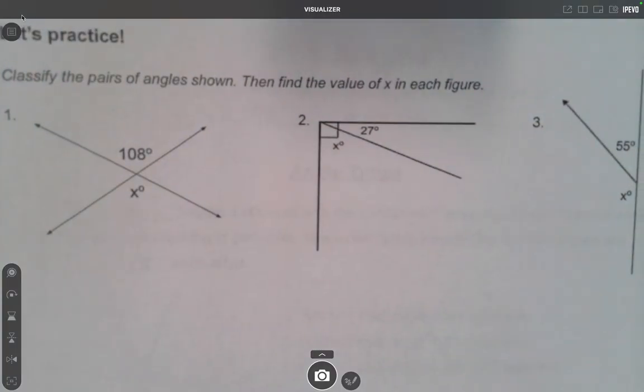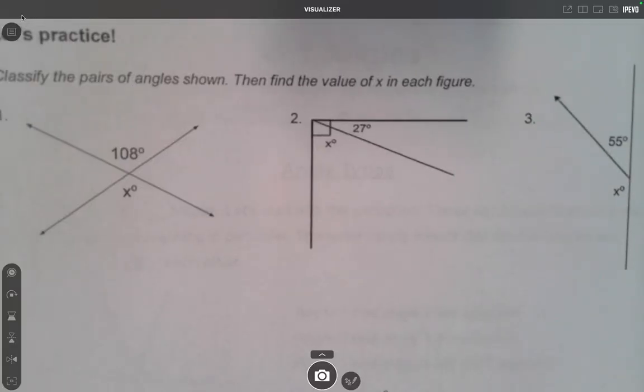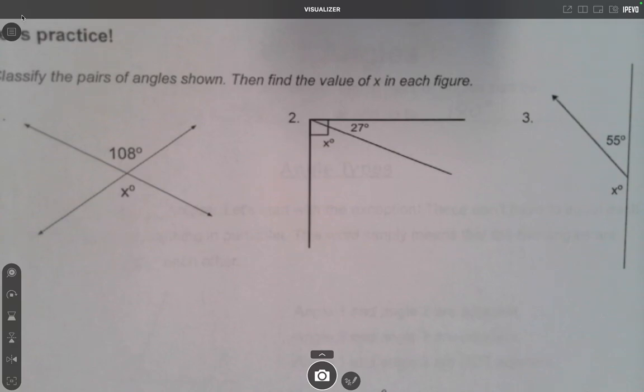Okay, last page. Let's practice. So we want to name the pair of angles we see. That's what they mean by classify. Say what term describes them. And then we'll find the value of x in each figure.